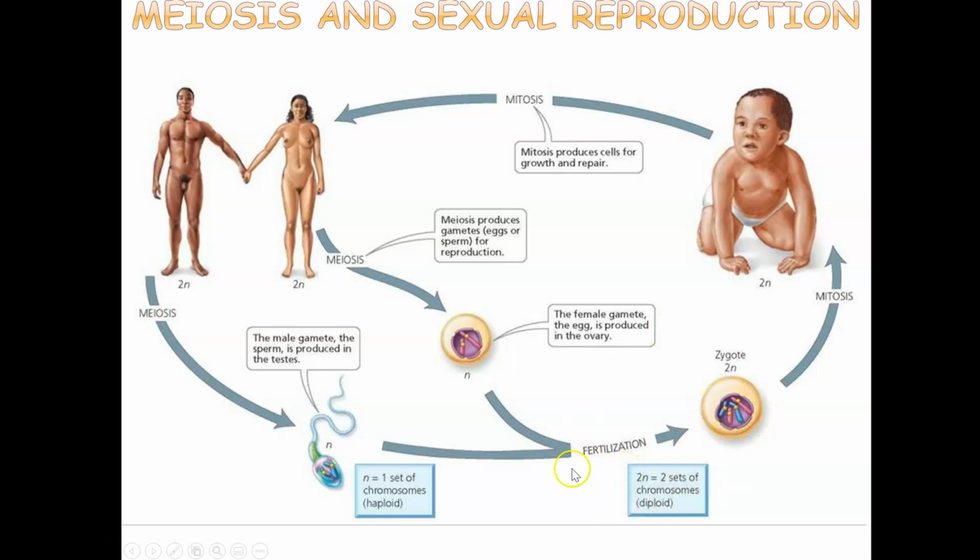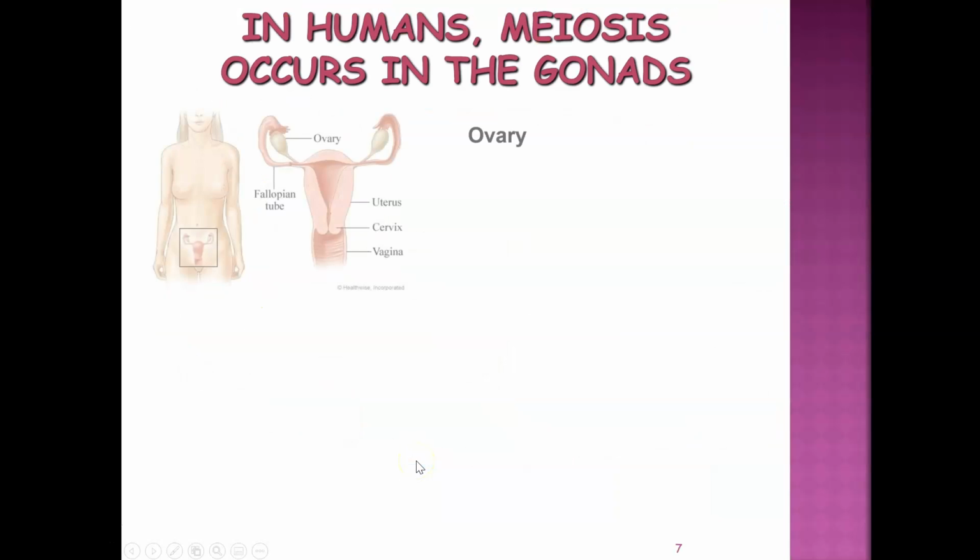It allows for fertilization to take place, and then the zygote that is formed after fertilization will undergo mitosis, and again and again. One cell becomes two becomes four, and it just goes on and on until you have these individuals right here. So in humans, again, meiosis occurs in the gonads.